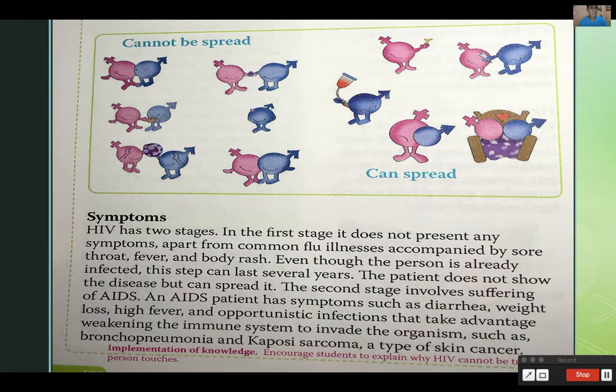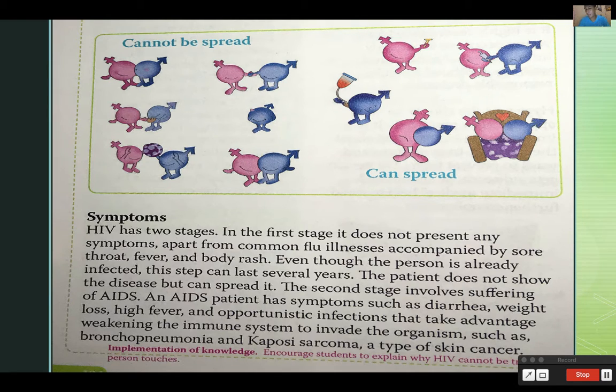The second stage involves suffering of AIDS. En la siguiente etapa del VIH, ya la persona sufre de SIDA, que es muy diferente al VIH. An AIDS patient has symptoms such as diarrhea, weight loss, high fever, and opportunistic infections that take advantage of weakening in the immune system to invade organs such as bronchopneumonia and Kaposi sarcoma, a type of skin cancer. Cuando la persona ya está en el SIDA, tiene síntomas como diarrea, pérdida de peso, fiebres altas, y su sistema inmunológico baja la defensa, así que puede estar susceptible a cualquier enfermedad.